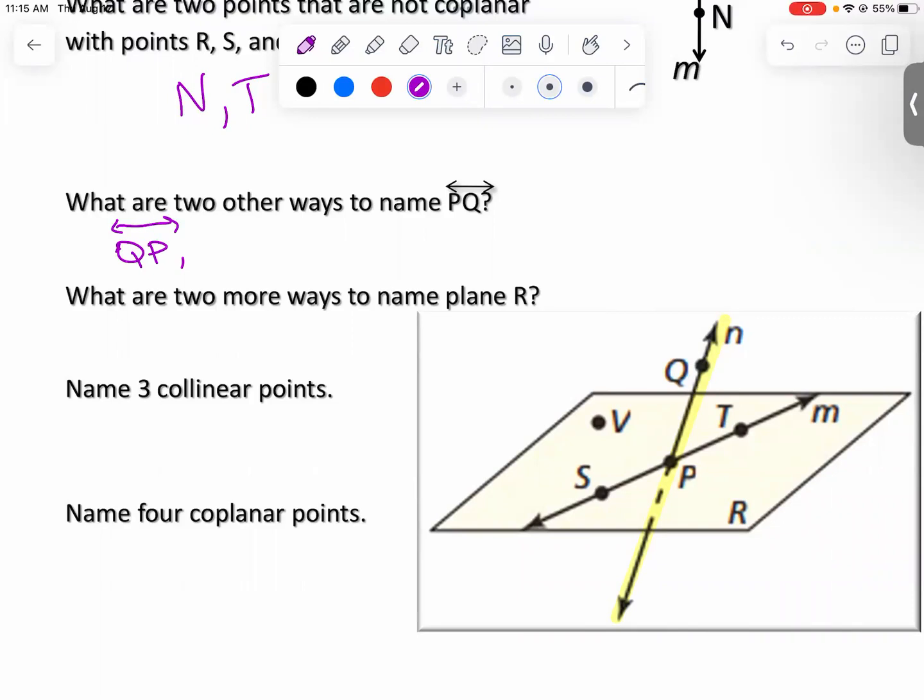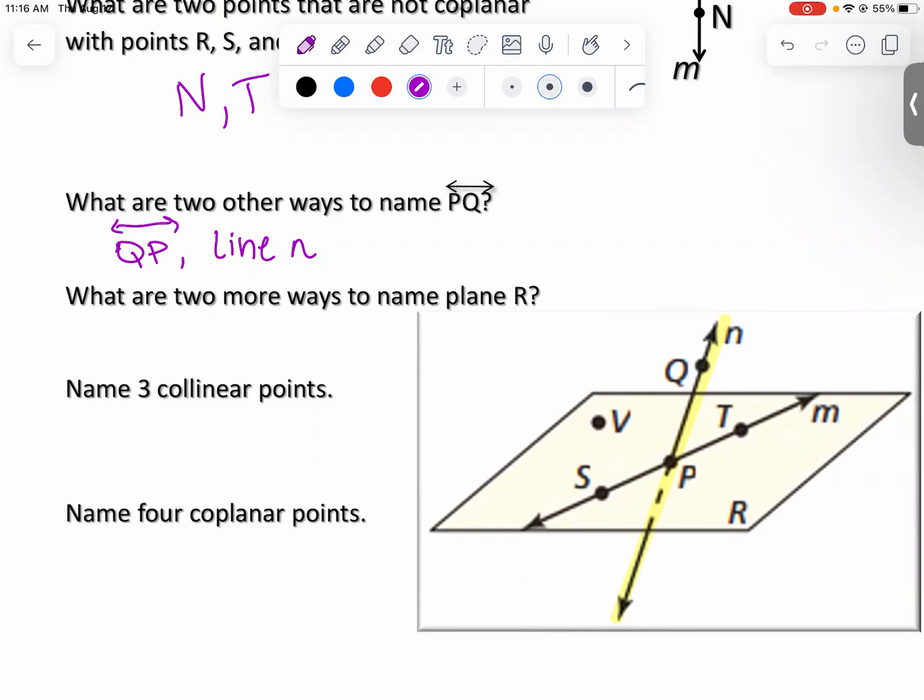Did you say S? Yeah. Okay, I want you to look at my picture up there. Is S on that highlighted line? No. No. So S would not be a part of the name. Okay, so instead, do you see any other named points on that line besides Q and P? No. No. So we might have to use this guy right here. All right, so we can also call this line n. But these would be literally the only two ways to name it because we don't have any other named points on our line.